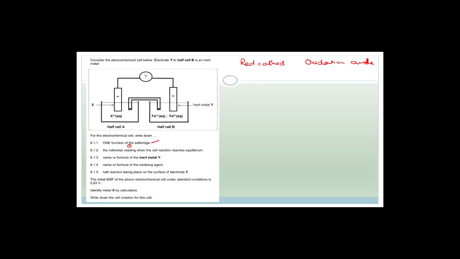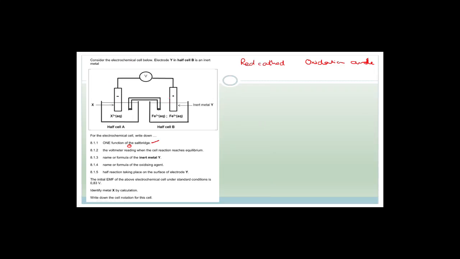Okay, so if we look over here, this one is negative and this one is positive. Therefore the reaction for this side has to be going from X to X3+, because this is gaining electrons from the solution. Let me show you: the half reaction occurring on half cell A is X going to X3+ and giving 3 electrons away. That is what's happening at this side, okay?